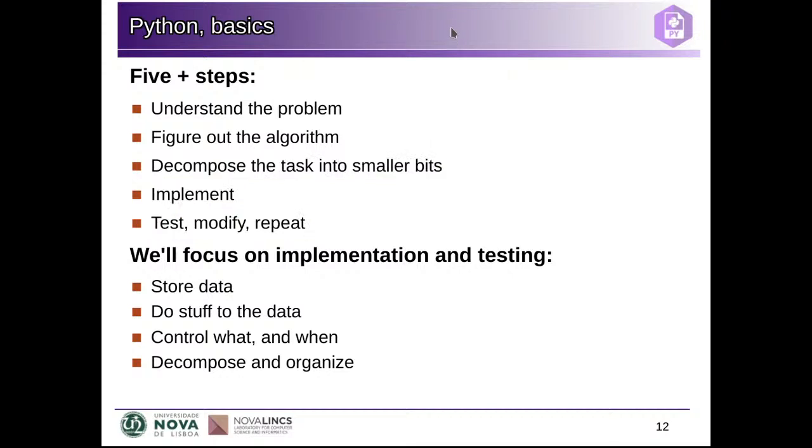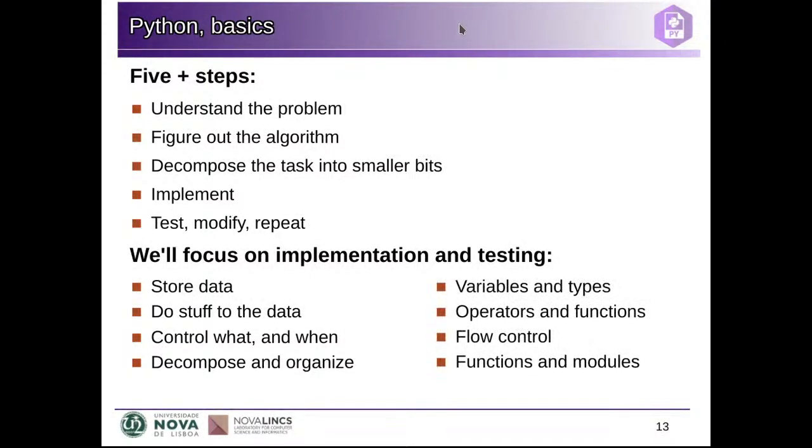So basically what we need to know how to do is how to store things in our program, how our program can remember our data and whatever values we need, how we can do things with those values, how we control what is done and when, and how we can decompose the larger problems into smaller problems and then organize the different solutions and bring everything together. So these are the main elements that we're going to focus on here in the beginning.